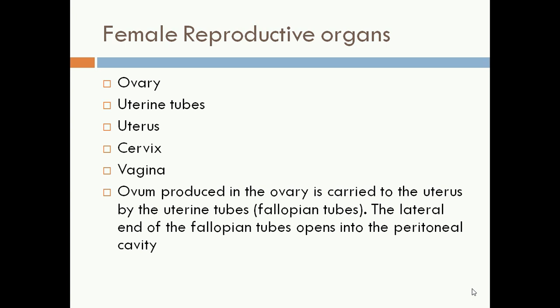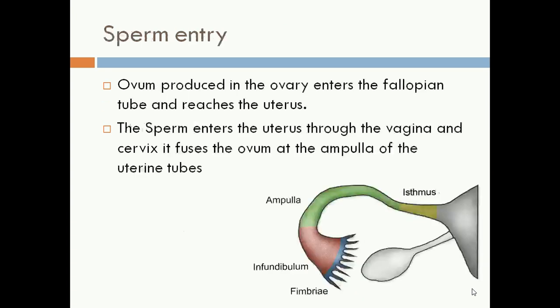So the ovum that is produced in the ovary is carried to the uterus by the uterine tubes, and the lateral end of the fallopian tubes opens into the peritoneal cavity. This means the female peritoneum is open to the peritoneal sac directly through the fallopian tubes. So we call it an open type of peritoneal cavity in females, while in males this is closed.